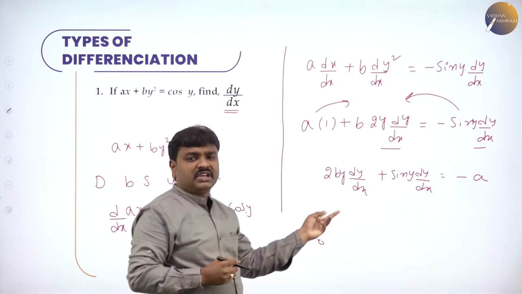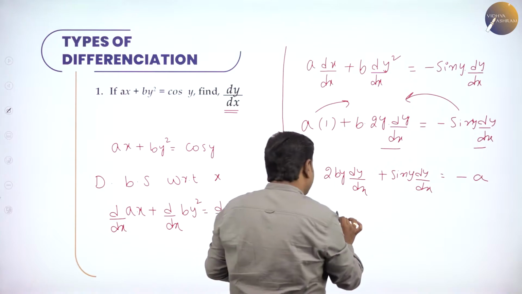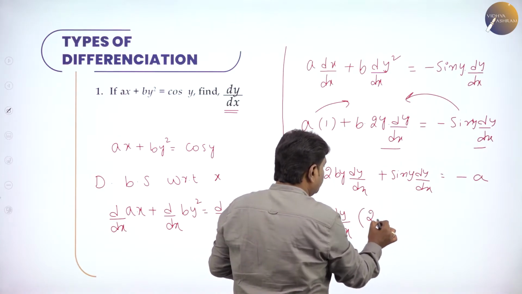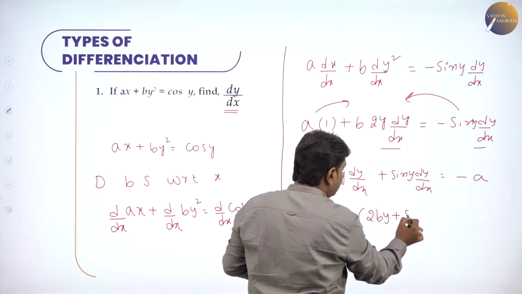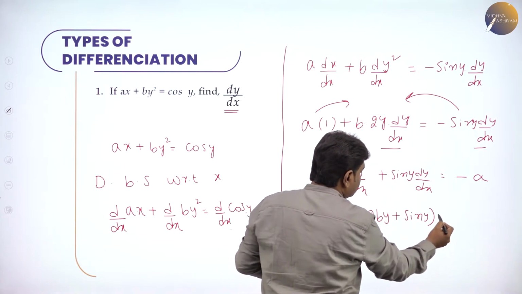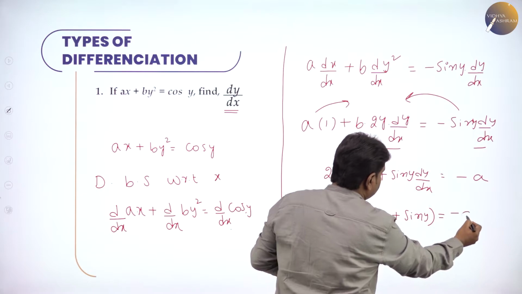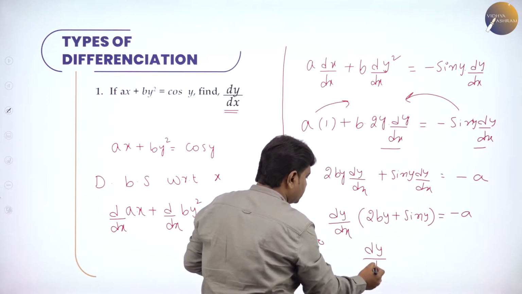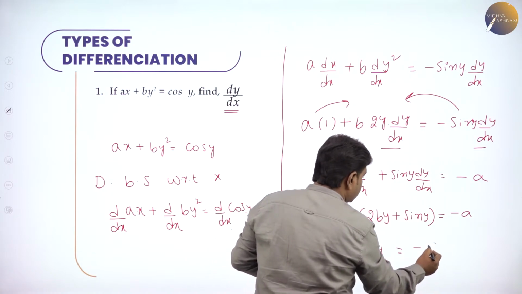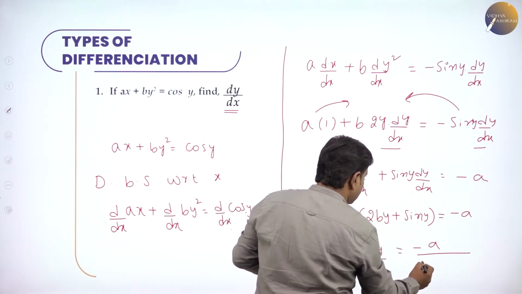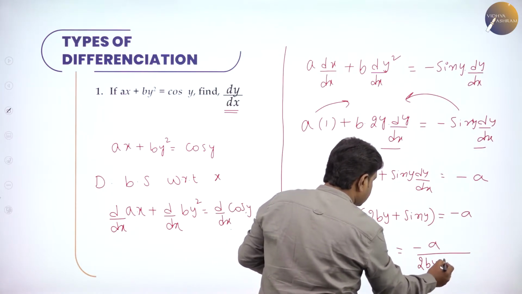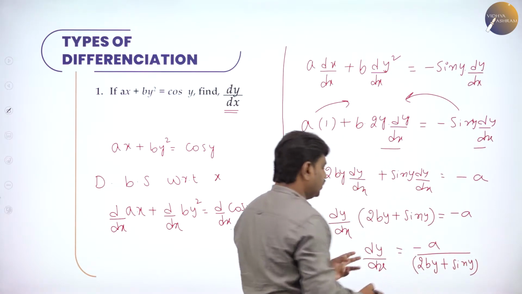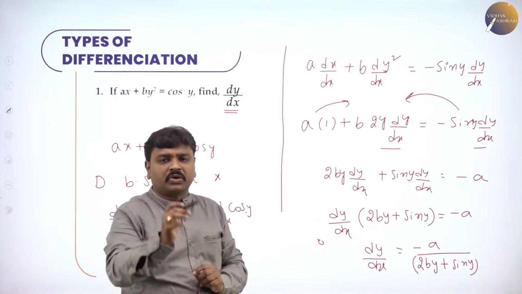Now make dy by dx the subject. In these two terms, take out dy by dx. If I take out dy by dx, what is left out? 2by plus sin y is left out, is equal to what? Minus a. Now make dy by dx the subject. So dy by dx is equal to minus a divided by 2by plus sin y. So this is the value for dy by dx. I hope all of you understood.